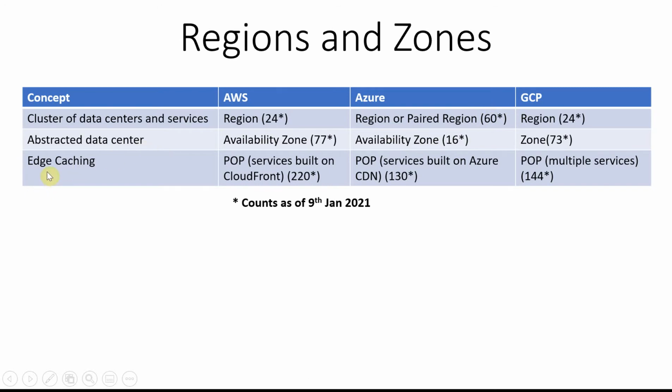And the next layer is edge caching. Edge caching is not a real data center, but it's like a CDN, a content delivery network, a caching layer which is closer to a data center.